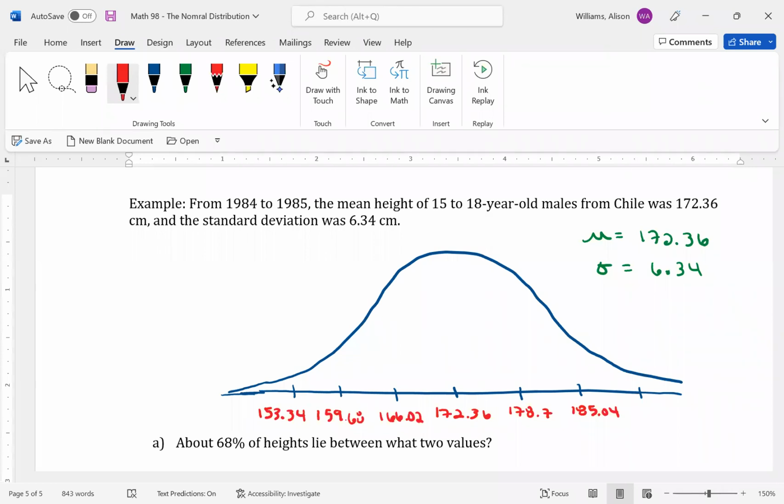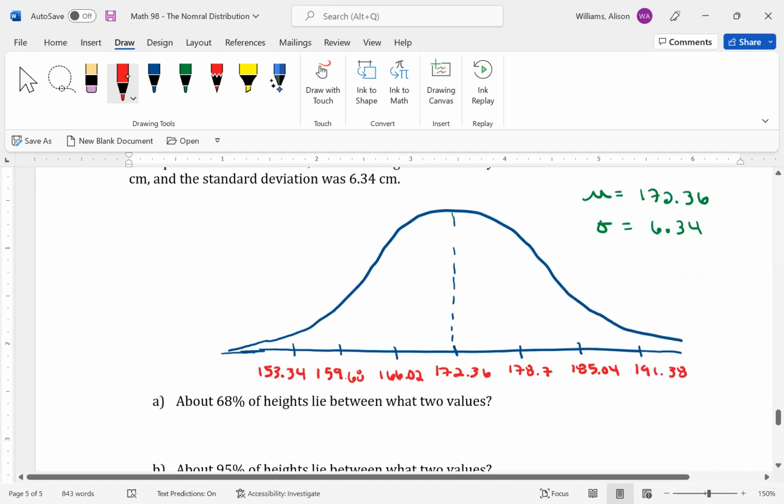And I get 191.38. Okay, so let me draw my middle one here just so I can keep track. There's the mean, all right? And then 3 standard deviations above and below the mean. Okay, so 68% of the heights are between what two values?